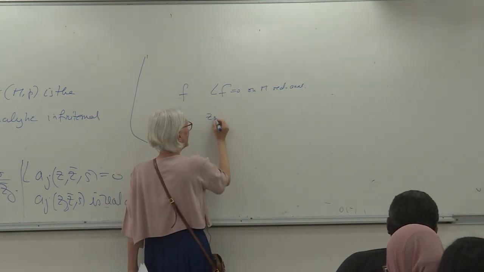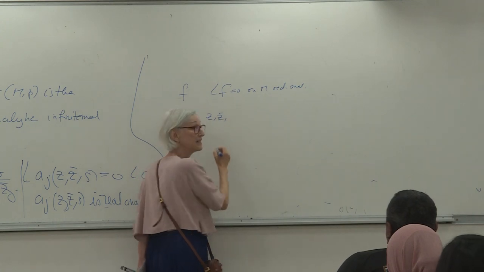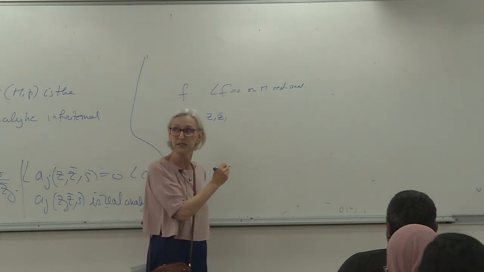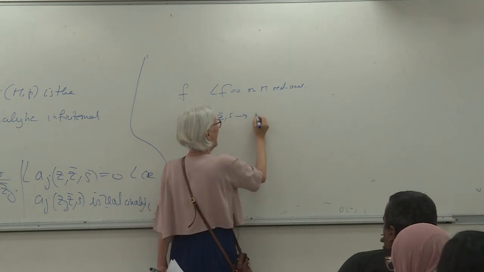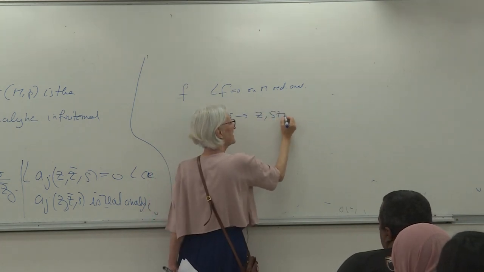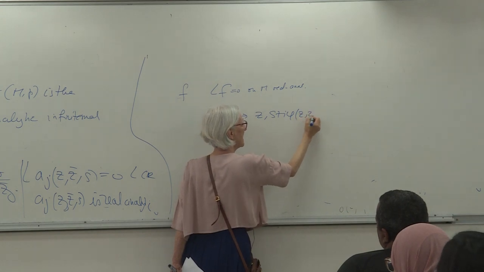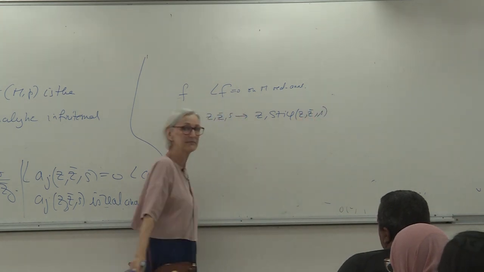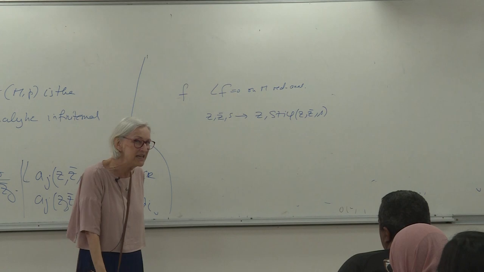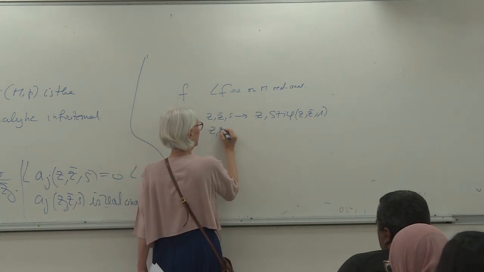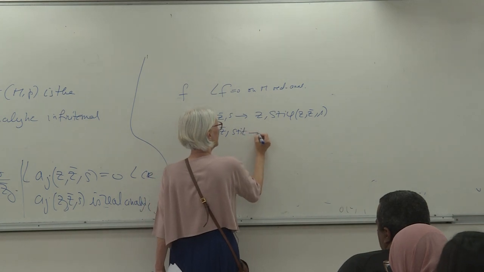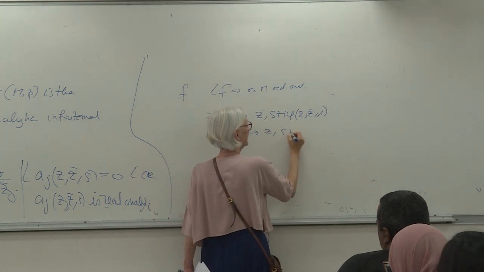Remember the parametrization, (z, s + i phi(z, z bar, s)). Phi is real analytic. What does it mean? That you can expect to do this kind of stuff.